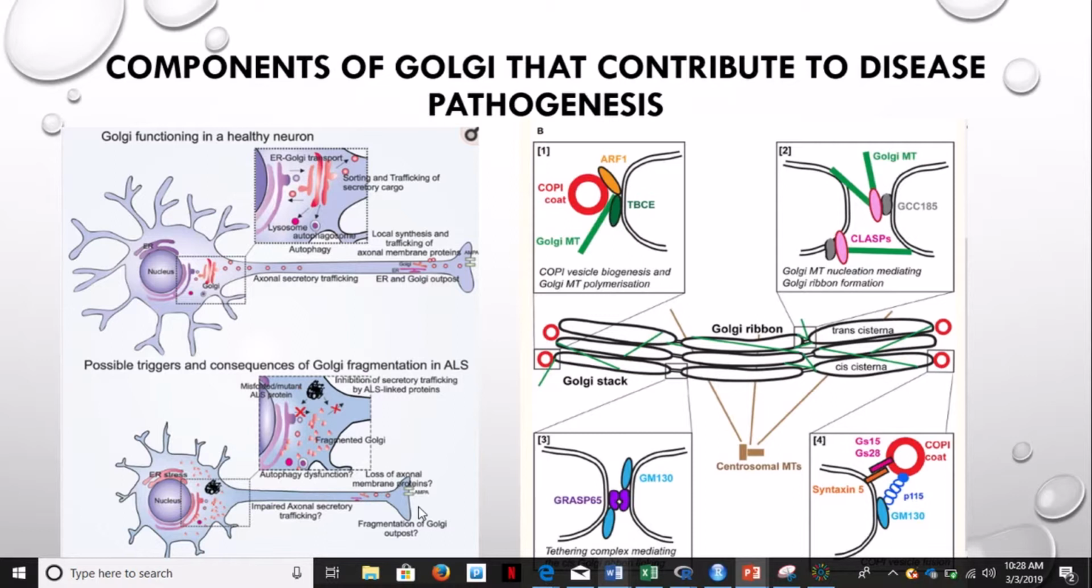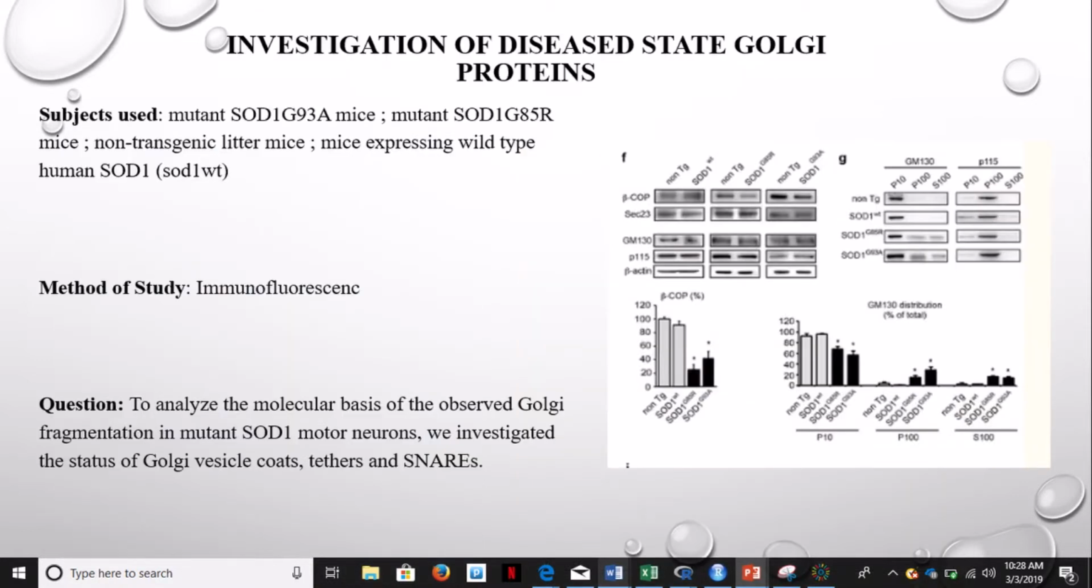So here in an experiment next, basically they used Western blot antibodies for these. First, the subjects used were SOD1 G93A mice and the G85R. These basically expressed the mutation of that SOD1 that I mentioned. They ultimately proved first that the Golgi fragmentation preceded the onset of ALS in these mice. That was key to prove first before they started the experiments. Then they used non-transgenic littermate mice and then the wild type SOD1.